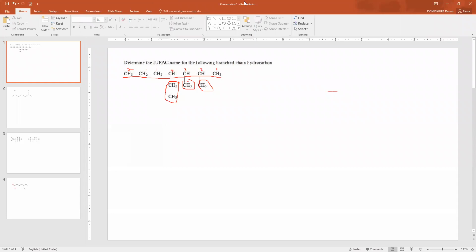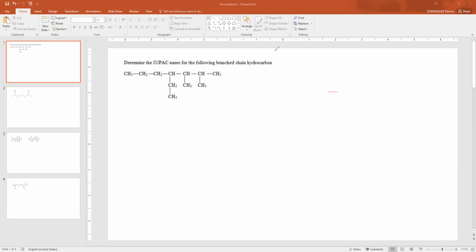Good afternoon, and welcome to our topic for today. We will try to name different organic compounds. Let's start with this one. As you can see, it's a single bond structured hydrocarbon, so you can assume that this is an alkane. Alkane is single bond, alkene is double bond, and alkyne is triple bond. For this one, this is alkane.